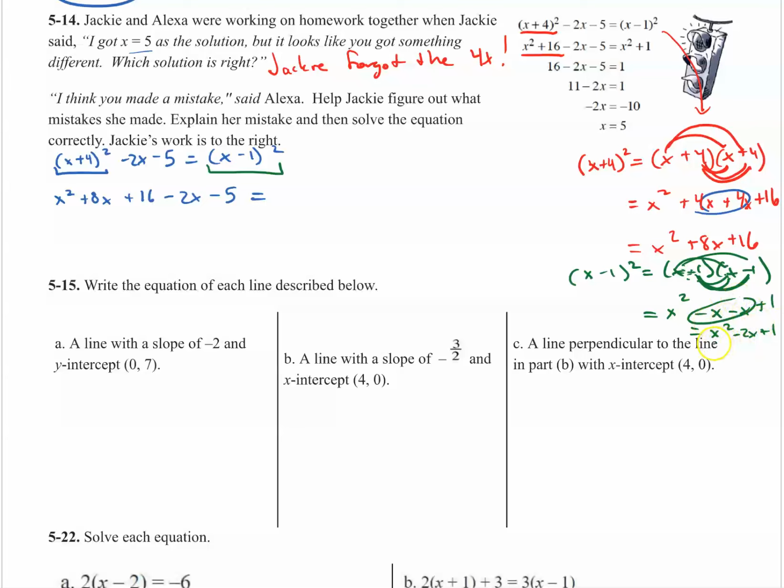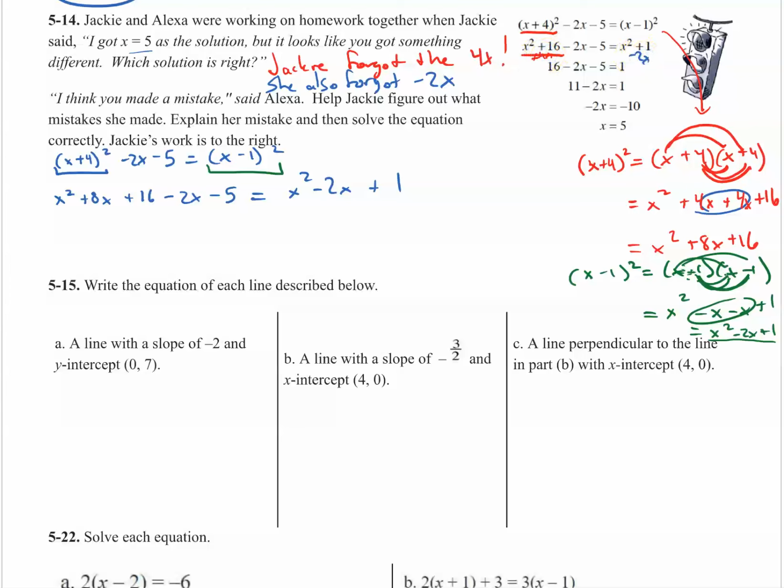Combine like terms, and we get x squared minus 2x plus 1. So this thing becomes x squared minus 2x plus 1. So you can see she also forgot the minus 2x. There should be a minus 2x right here, and then there should have been a plus 4x right here.